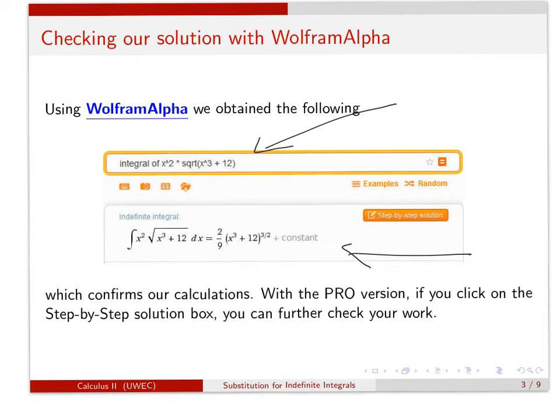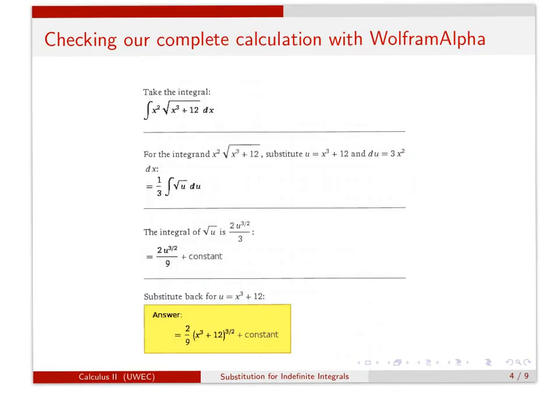Now, if you do subscribe to the pro version of WolframAlpha, then you can click on the step-by-step solution box here. I do have that subscription. And you can see if you read through here that it's doing exactly what I did by hand in the previous calculation, and we get exactly the same answer that we found. WolframAlpha confirms our work.